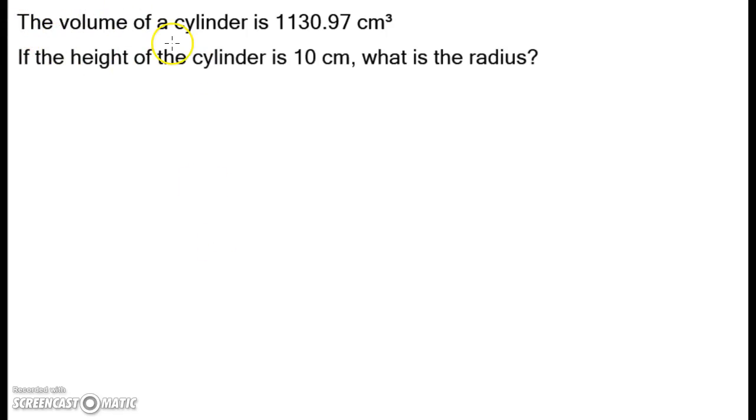This question says the volume of a cylinder is 1130.97 cubic centimeters. And then it says if the height of the cylinder is 10, what is the radius? All right, so they gave us the volume. They're asking us to find a radius. We are going to have to work backwards on this one.